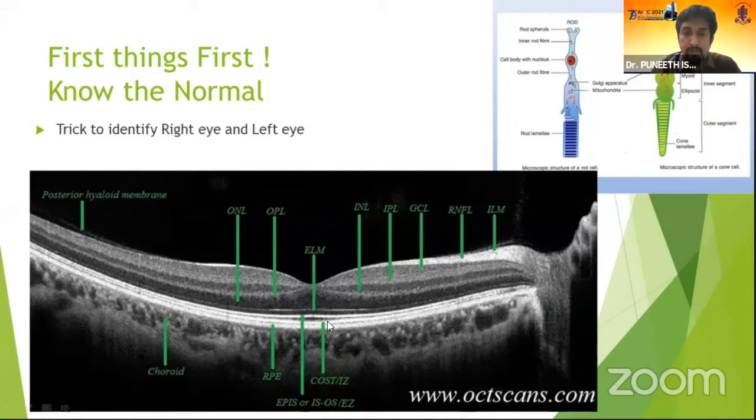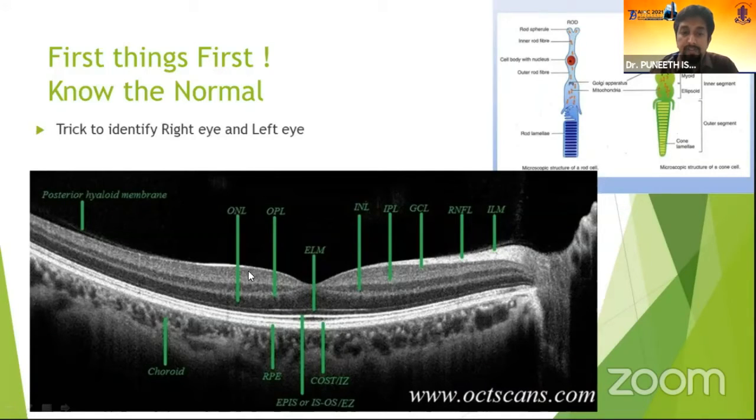Okay, so this is the cone outer segment tips, which corresponds to this portion. Then you have one more white line, which is the ellipsoid portion of the inner segment, which is this. And then we have the external limiting membrane. So this is the outer retina. The importance of this area is if there's any pathology here, it significantly affects the visual outcome.